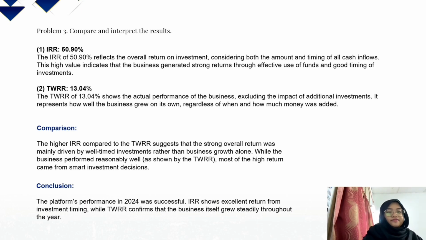Problem 3. The IRR of 50.90% reflects a strong return on investment driven by the effective use of funds and well-timed investment. Meanwhile, the TWRR of 13.04% shows the business performance excluding the external investment. So this indicates steady growth throughout the year. For the comparison, the higher IRR compared to the TWR suggests that the strong return was largely due to the timing of its investment rather than the business's internal growth. So while the business performed well, most of the return came from the strategic investment. In conclusion, the platform performance in 2024 was successful. The IRR highlights the excellent return from the investment timing, while the TWRR confirms the steady business growth.